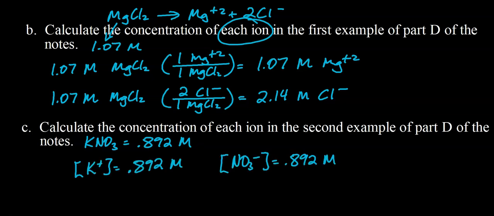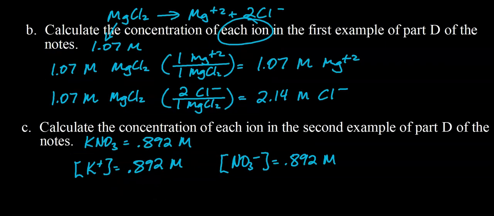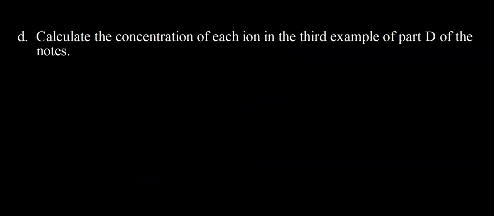Remember that a formula in brackets means concentration or molarity. So the concentration of the K+ ions in the solution, 0.892 molar. Concentration of nitrate ions, 0.892 molar. We have a 1-to-1 ratio of those ions in solution, as we can see here from our dissociation equation. All right, I believe we have one more.